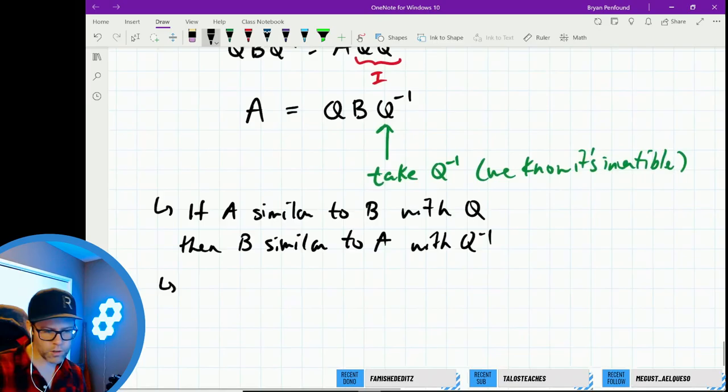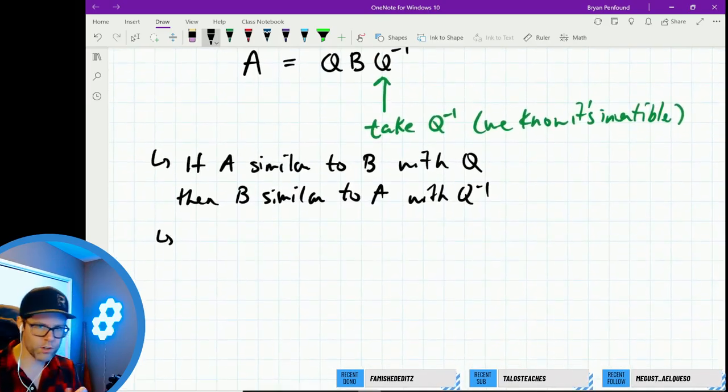The relationship between A and B in this case, we're just going to go from Q to Q inverse. So if A is similar to B with this invertible Q matrix, then B should be similar to A with Q inverse as that invertible matrix.